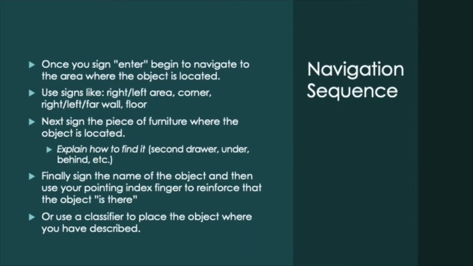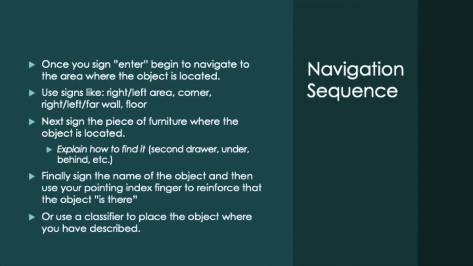Once you sign Enter, begin the navigation to the area where the object is located. Use signs like right or left area, corner, the right, left, or far wall, floor, ceiling, etc. Then move to the next level of detail. Name the piece of furniture and explain how to find the object. Use signs like in, on, next to, behind, close to, or first, second, third drawer.